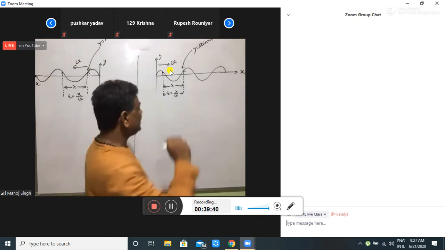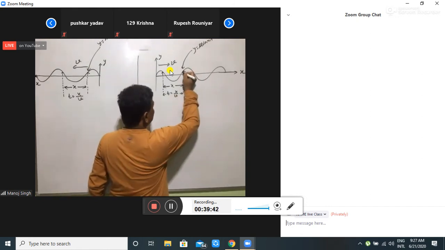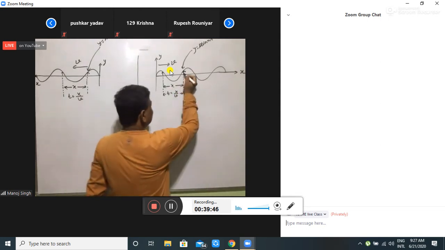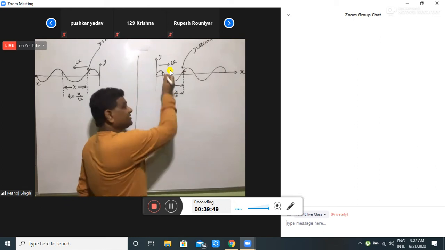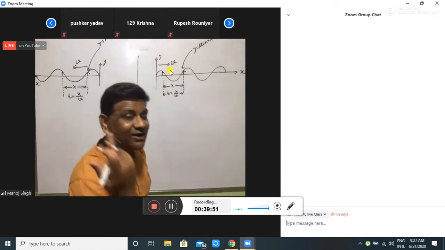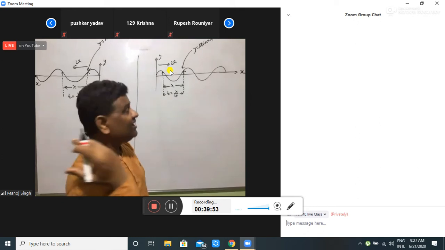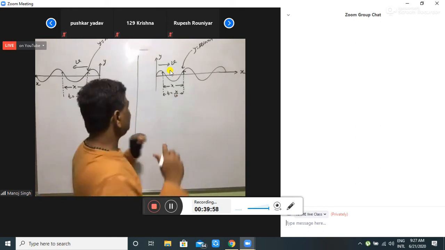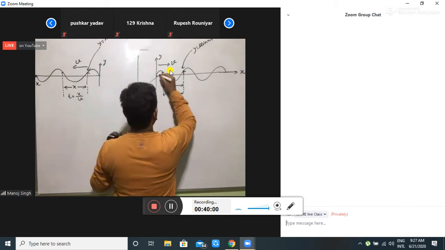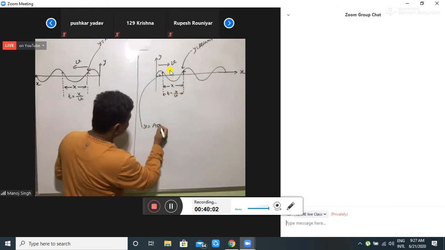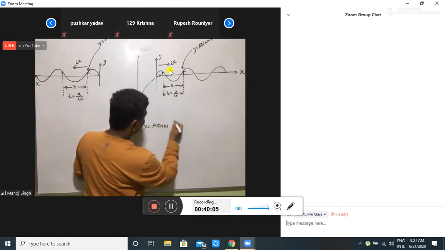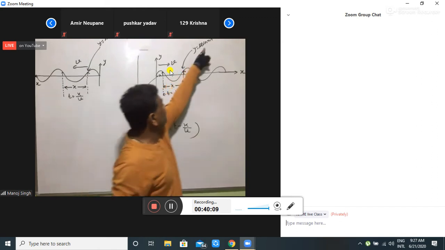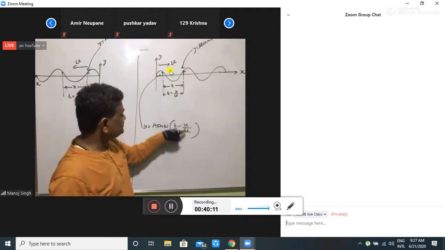I repeat again: this particle is disturbed after any time t. So with respect to this particle, that particle was disturbed at time t minus x by v. So what will be the equation here? y is equal to a sine of omega into t minus x by v.